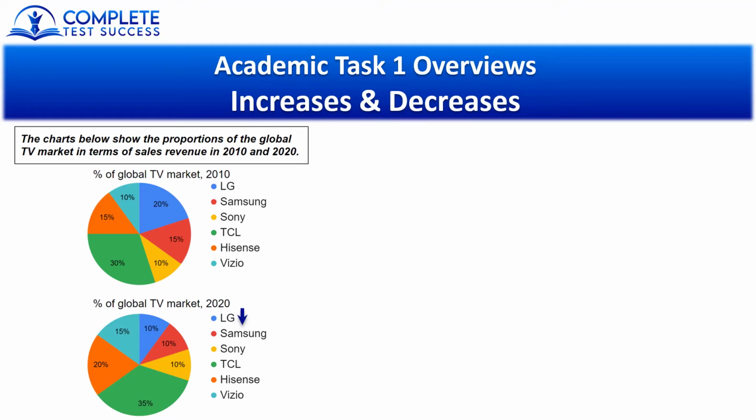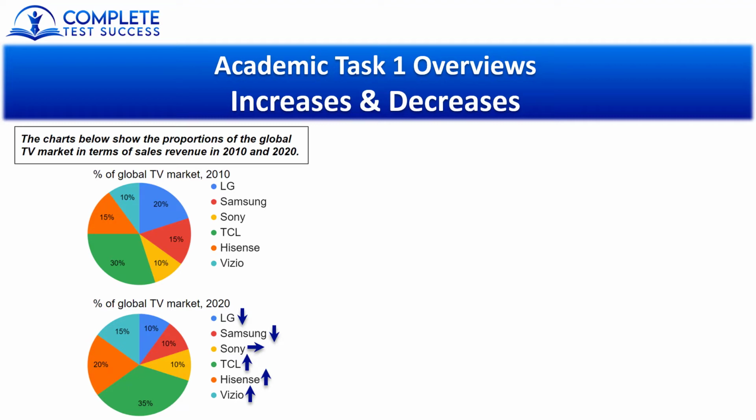Samsung decreased as well, so here's another arrow pointing downward. Sony actually had 10% in each year, so I'll put an arrow pointing to the right. This is how I will remember that it stayed the same. And one by one, I'll go through each category like this and put the arrow next to the name.